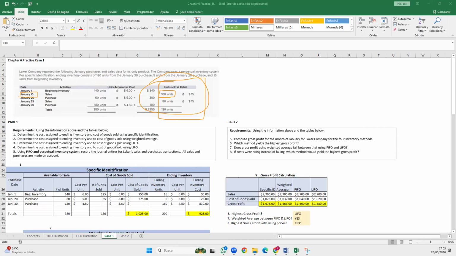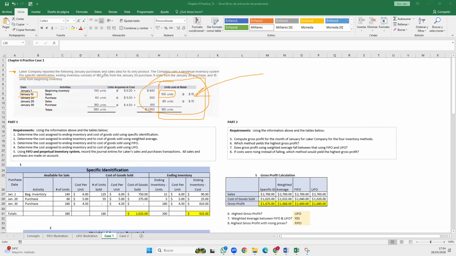So we need to follow specifications here in the problem. There is a reason why on top of the problem, you're going to see the company uses a proportional inventory system for a specific identification, not for the other ones, because for the other ones you can see the quantity you are going to sell on these specific dates for weighted average, LIFO, and FIFO, but not for a specific identification. It follows a different flow of selling, right?